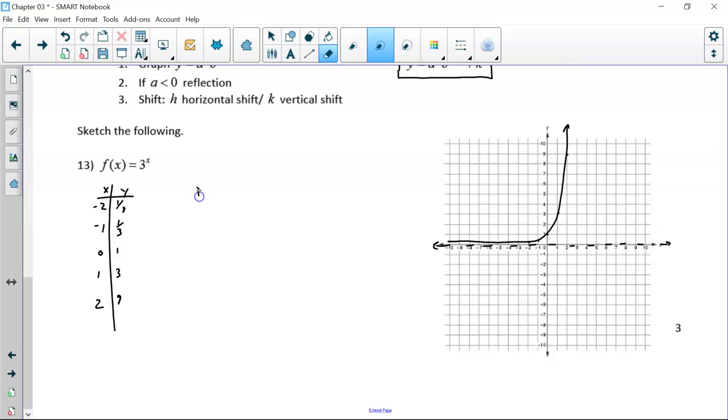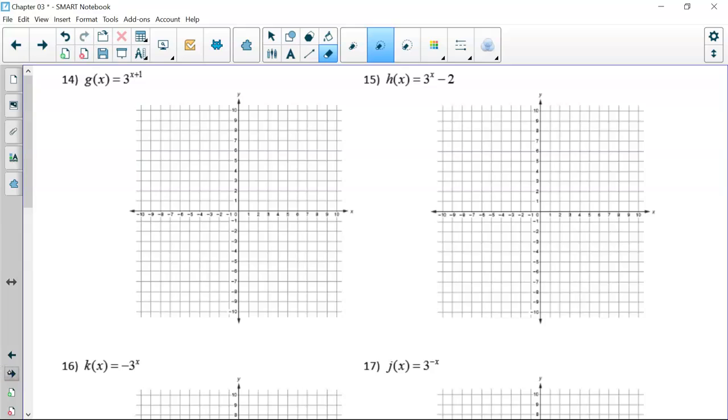Now, just for good measure, our domain, negative infinity to infinity, it's all real numbers. Our range, we're going y is greater than 0, so we're starting at 0 with a parentheses to infinity. And our horizontal asymptote is at y equals 0. Now we're going to do some transformations with that parent function 3 to the x. So keep those values in mind. Those are our anchor points.